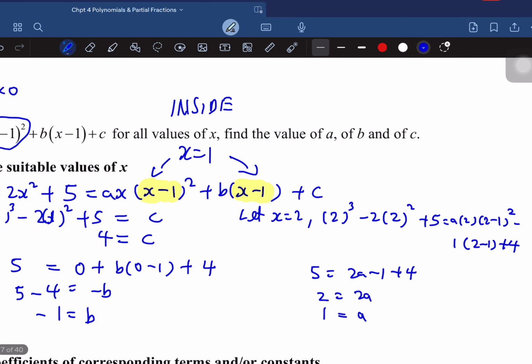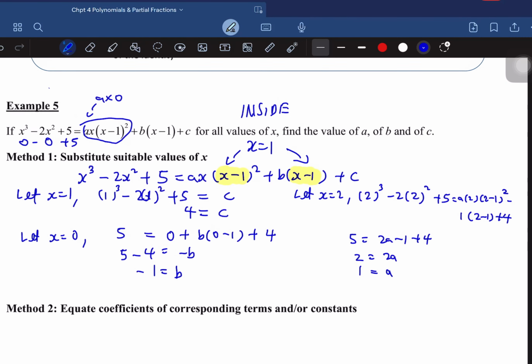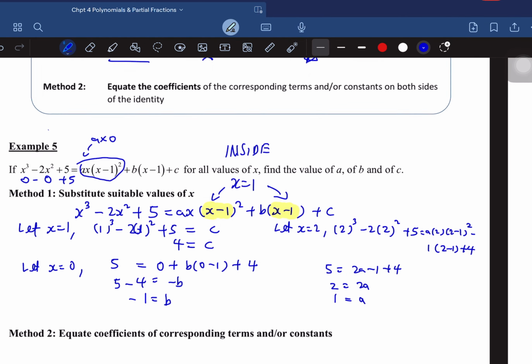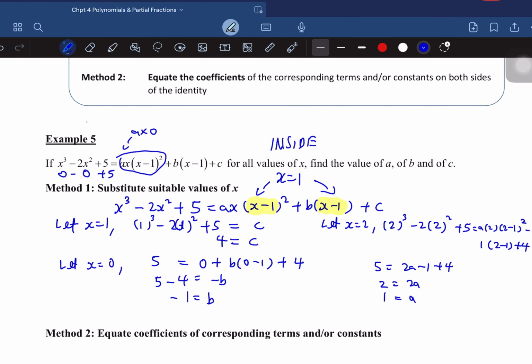So you can see over here that if we use a suitable value of x, if our previous unknown answer is wrong, my final answer will be wrong. So how do we avoid this type of cumulative error? So there will be the second method, equate the coefficient of the corresponding terms and or constant on both sides, which means that we compare coefficient. This is compare coefficient.